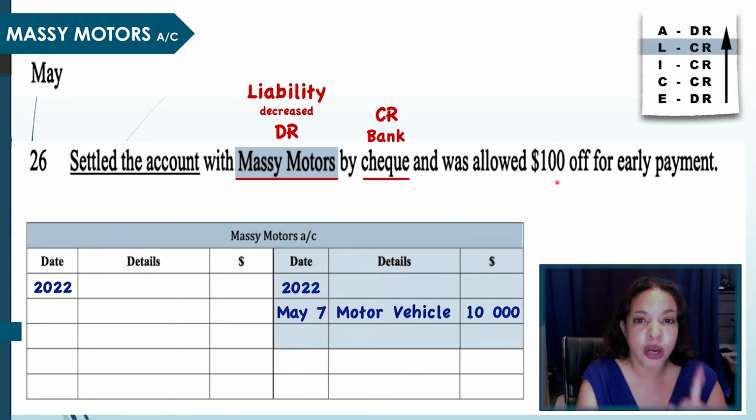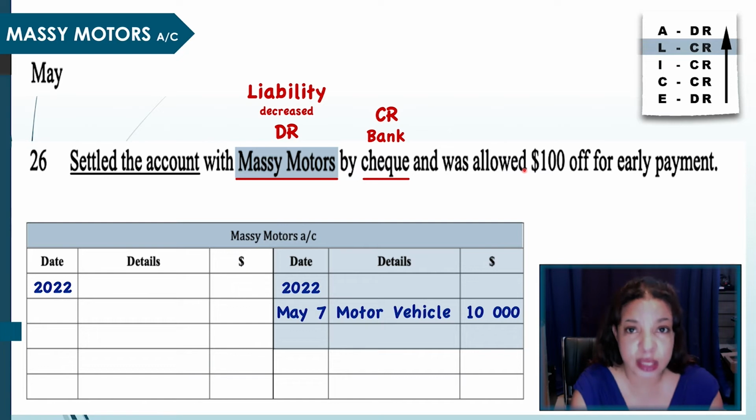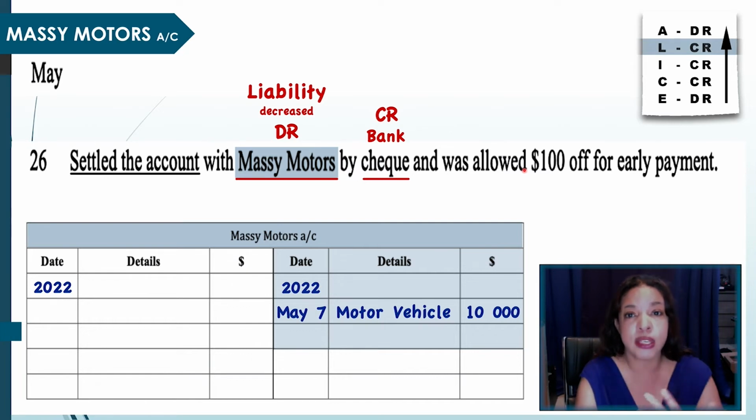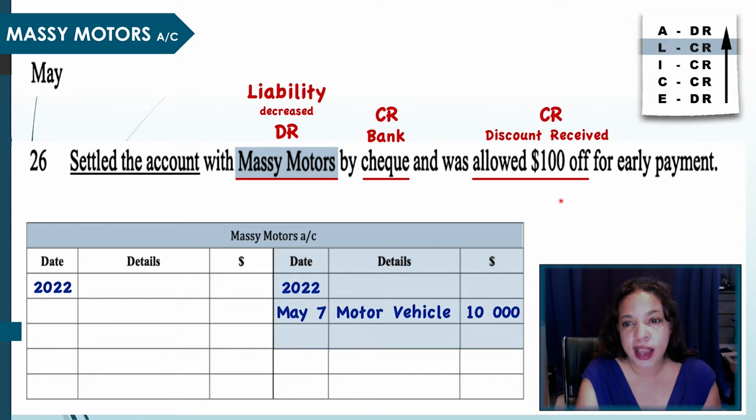Now remember, we are always looking at it from the business point of view. So even though it said "allowed," did we give the discount or allow it, or did we receive the discount? We received the discount. Anyway, we know it's a discount, $100. How do I know for sure that it is discount received? I just said it from the business point of view, which is that we are the ones who received it, so it's a discount received. But here's a little secret.